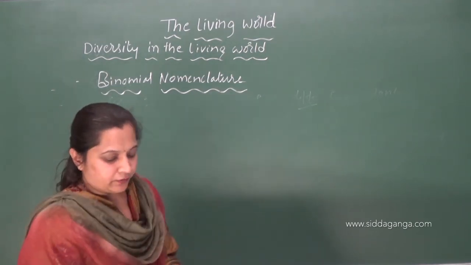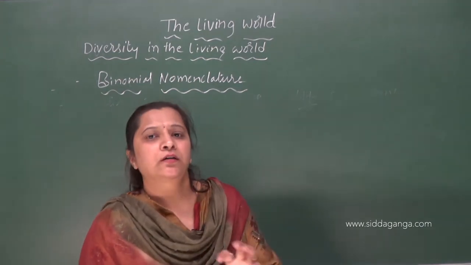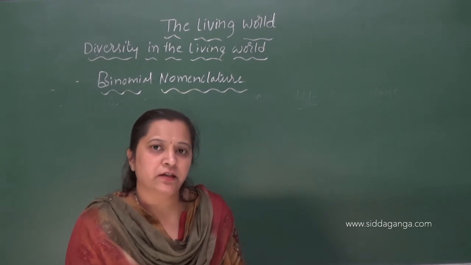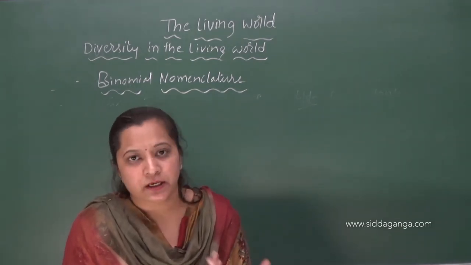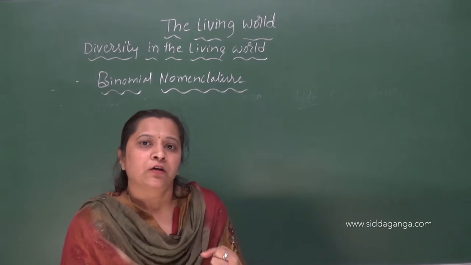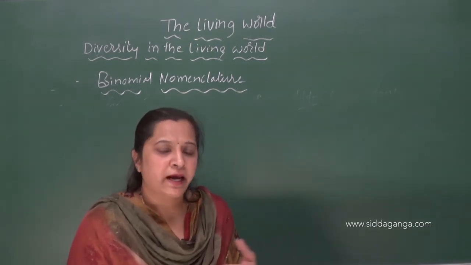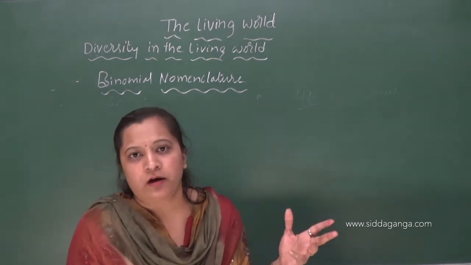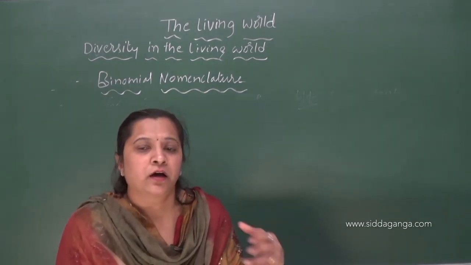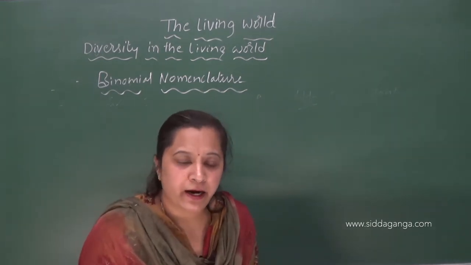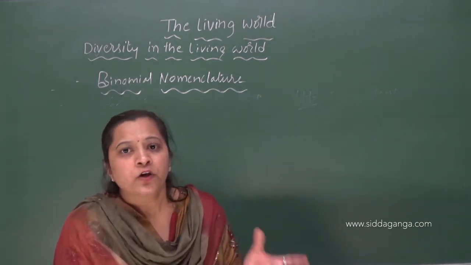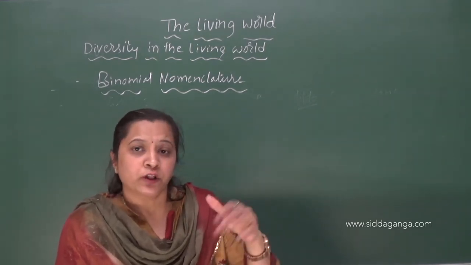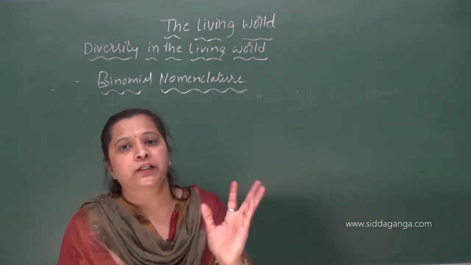Binomial nomenclature. That means, as I said, there are millions of plants and animals existing on the earth, right? We call the plants and animals in our area by local names, like we call a dog, a cat, this is rose plant, and this is touch me not plant, okay? So these local names are not unique. They vary from place to place.